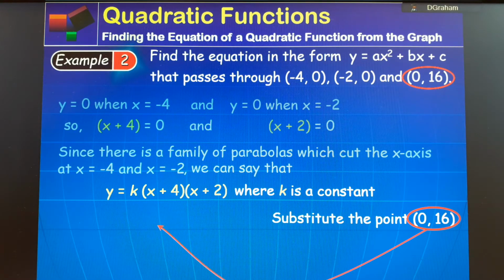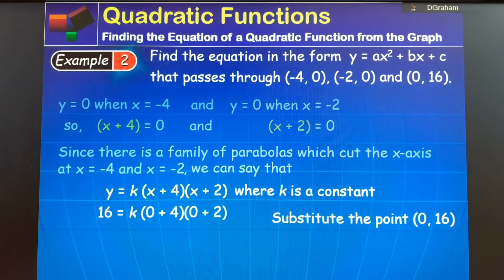Now from this point that we've been given here, we can see that x is equal to 0 and y is equal to 16. But whatever other point we're given, we just take the x value as being the first part of the coordinate and the y value as being the second part of the coordinate. So what I've done here is I have replaced the x's with 0 and the y with 16. So I now have 16 equals k times, I've replaced the x with 0 and the x there with 0.